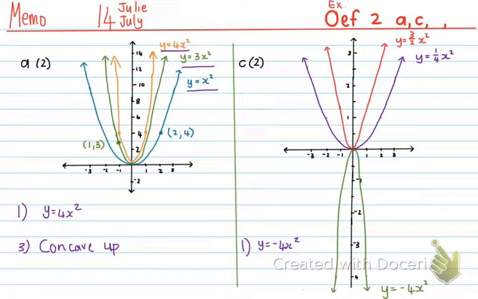And then sketch the graphs. There we did it. The purple one is y is equal to a quarter x squared. The red one is y is equal to 3 over 2x squared. And the green one, y is equal to negative 4x squared. Are the parabolas concave up or down? The top ones are up and the green one is down.